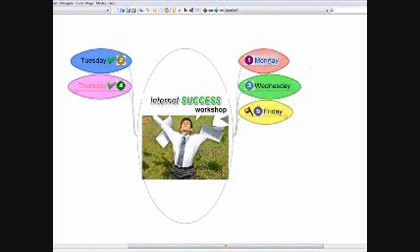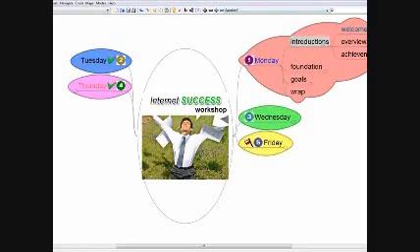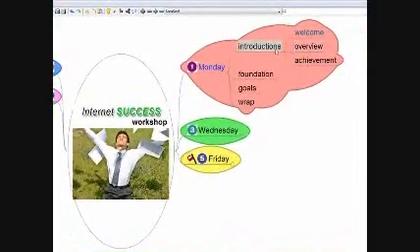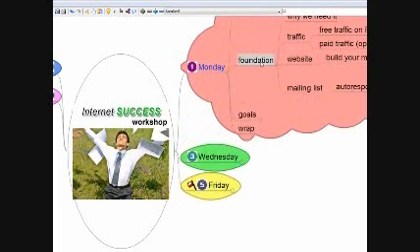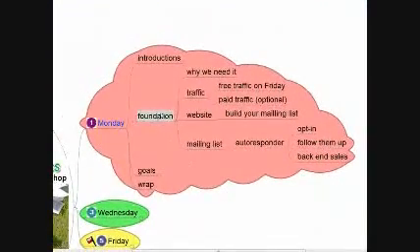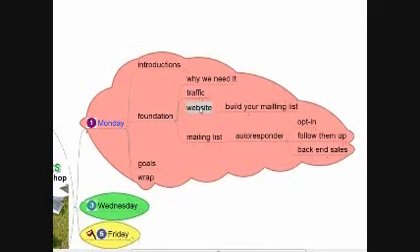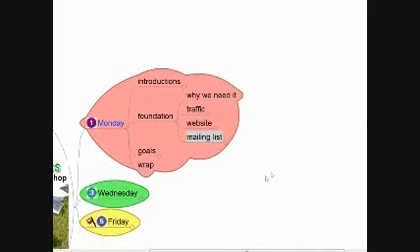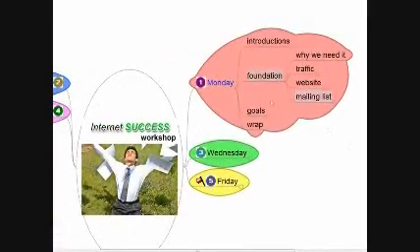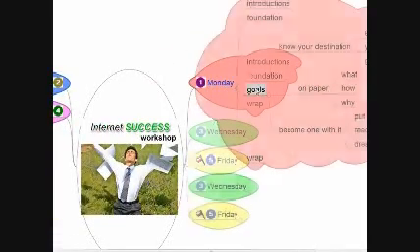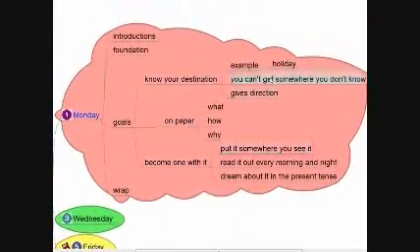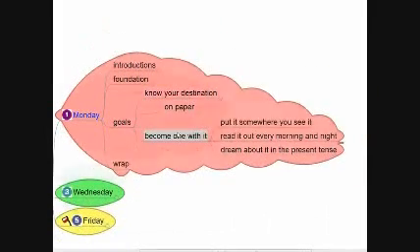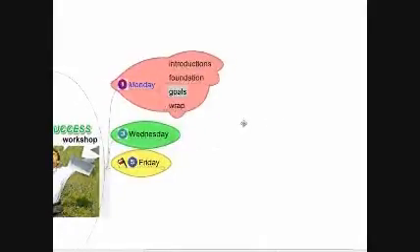So let's take a look. Monday, that's where we are today, and we're just doing the introduction overview at the moment, so that's where we would be in the process. We've got the foundation, the goals, and the wrap, and as you can see how this works, the foundation will be talking about why we need a foundation, the traffic, the website, and the mailing list. In a short while we'll be going into that. That'll be today. Then we'll talk about goals, and here we can see the different notes I've got on goals, and we'll be going through each one of those and looking at how to set goals that we actually achieve.